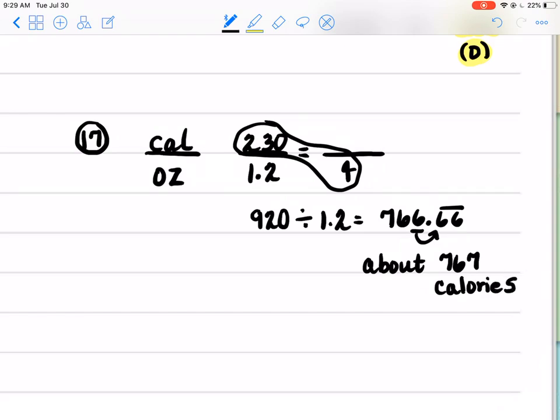Now please be careful because it's not D. How many more means to subtract. So we're going to take the 767 minus the 230, and we're going to find that the difference between those calories is 537 more calories. And that's our answer.